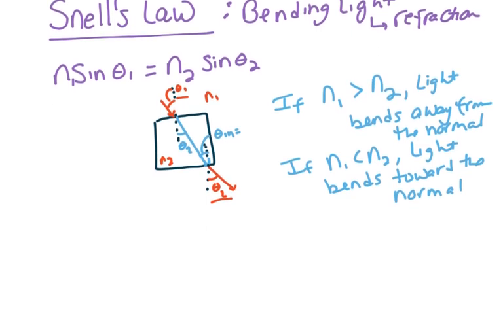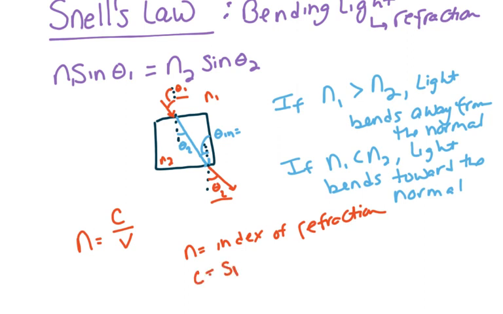And then last but not least, we had the equation that ties together the speed in the new medium to the speed of light in a vacuum. And we said that the index of refraction would be equal to the speed of light in a vacuum divided by the speed of light in the new medium. Okay, so N is the index of refraction here. And C is the speed of light in a vacuum.